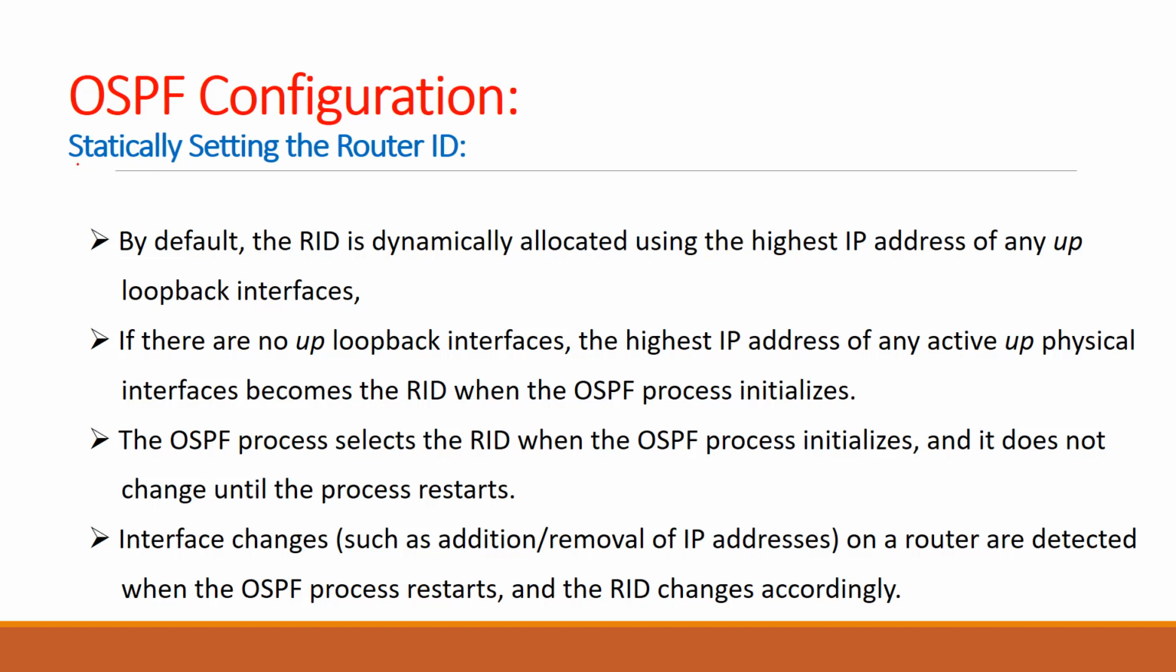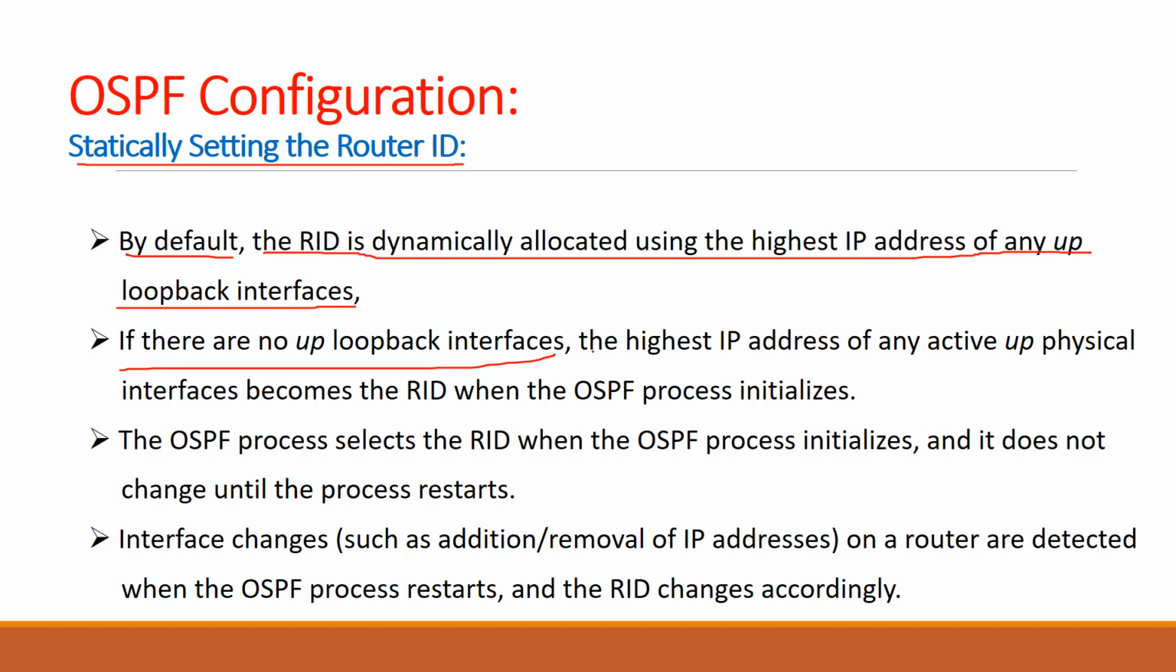Let's see how to statically set the router ID. By default, the router ID is dynamically allocated using first, the highest IP address of any up loopback interfaces. If there are no up loopback interfaces, then the highest IP address of any active up physical interfaces becomes the router ID when the OSPF process initializes.